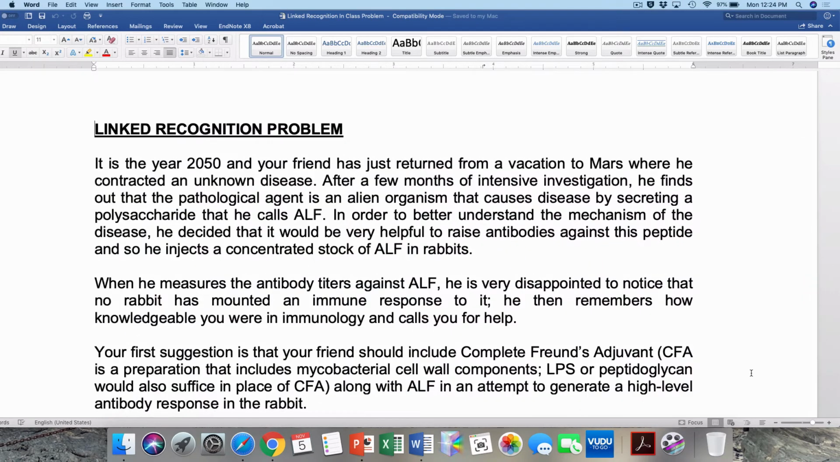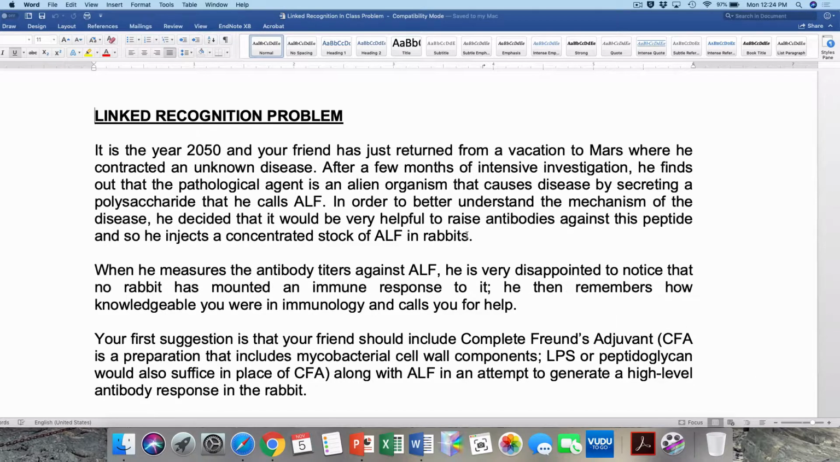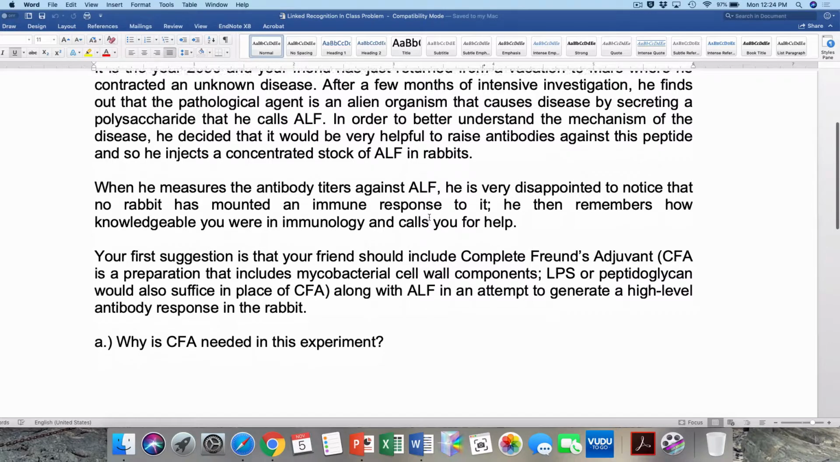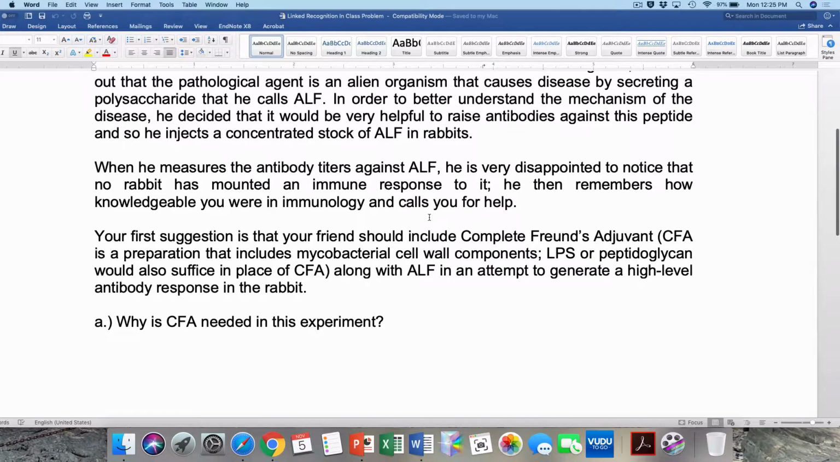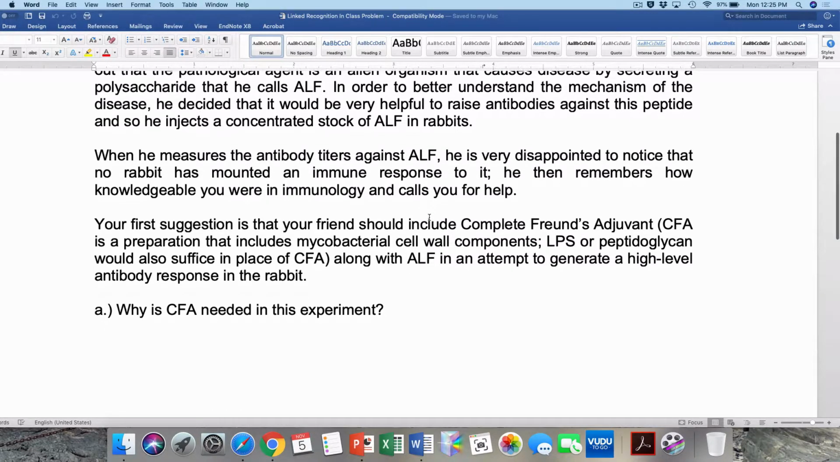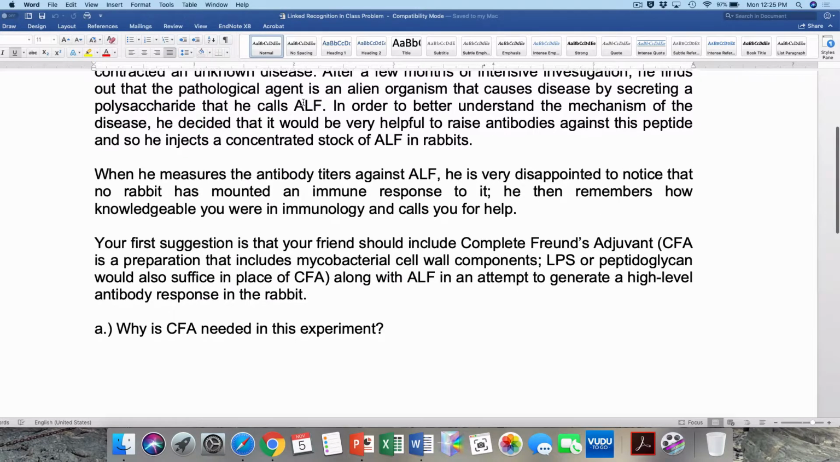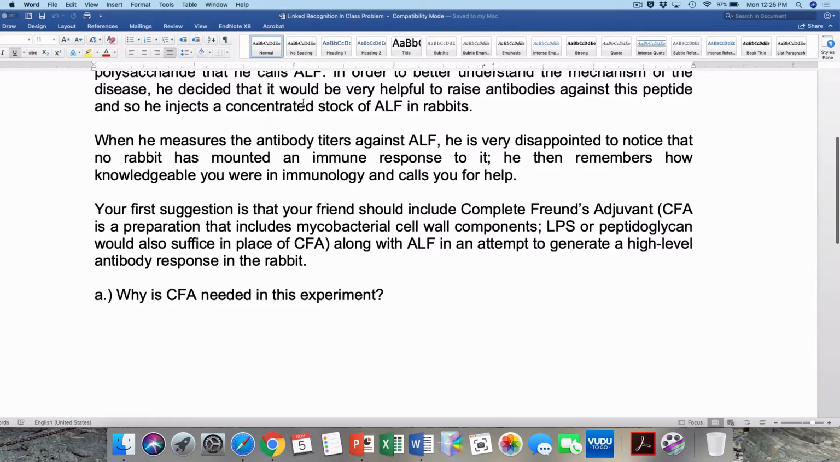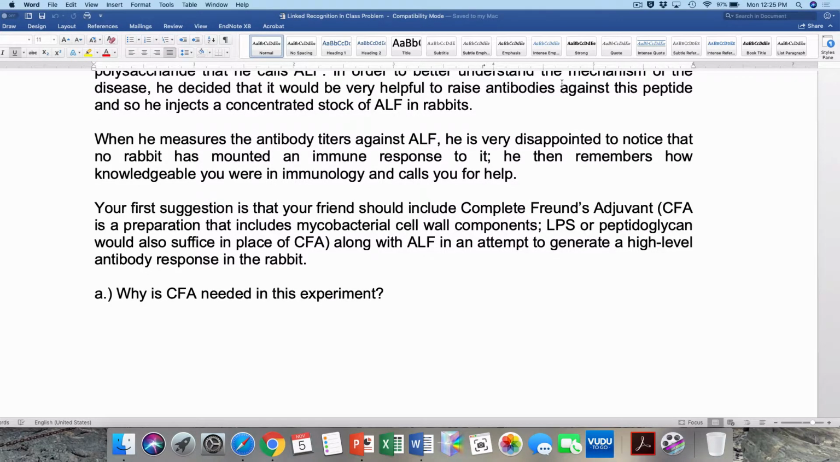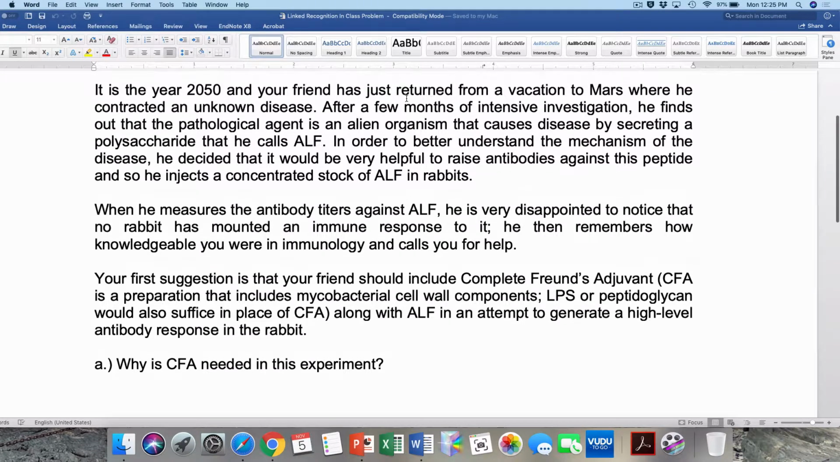So it is the year 2050, and your friend has just returned from a vacation to Mars, where he contracted an unknown disease. After a few months of intensive investigation, he finds out that the pathologic agent is an alien organism that causes disease by secreting a polysaccharide that he calls ALF. In order to better understand the mechanism of this disease, he decided that it would be very helpful to raise antibodies against this polysaccharide. So he injects a concentrated stock of ALF in rabbits.